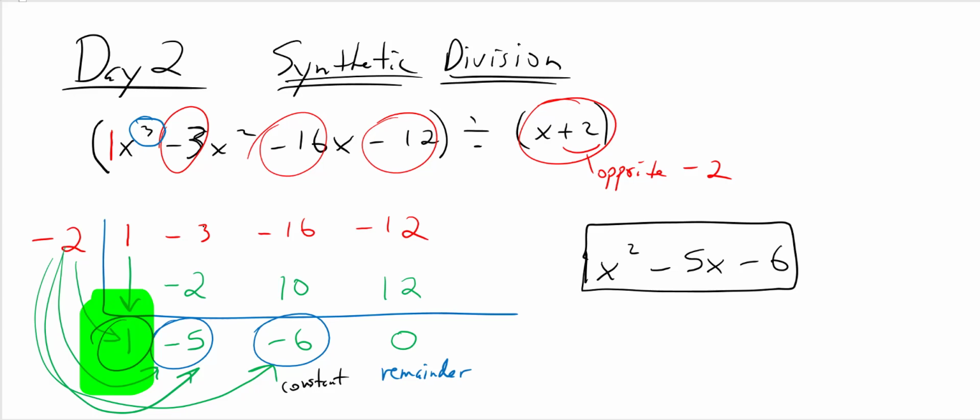So I'm going to do a problem in a little bit where you don't have a remainder, or you have a remainder, and now you've got to write it a certain way. Okay, so anyway, that's my answer: x squared minus 5x minus 6.